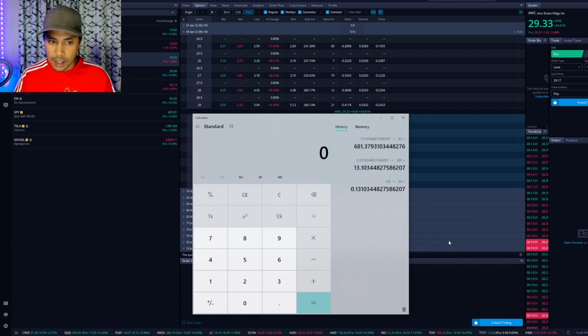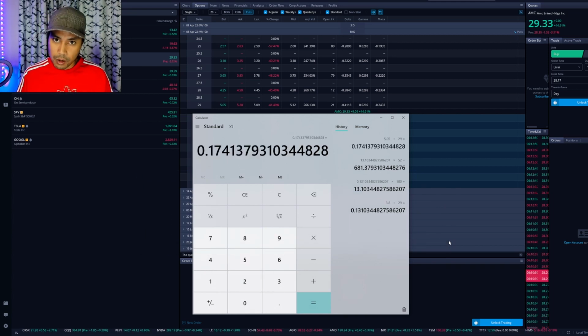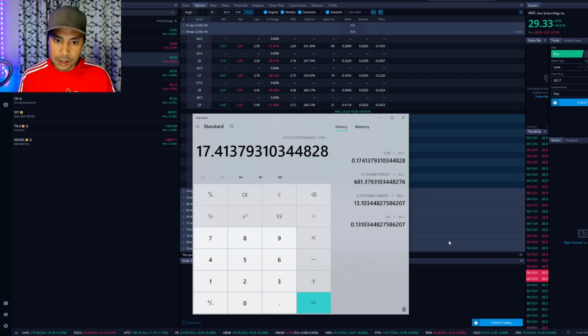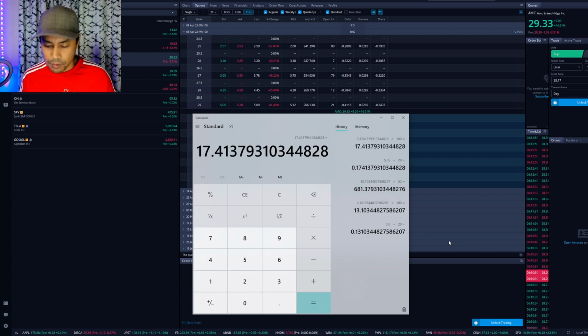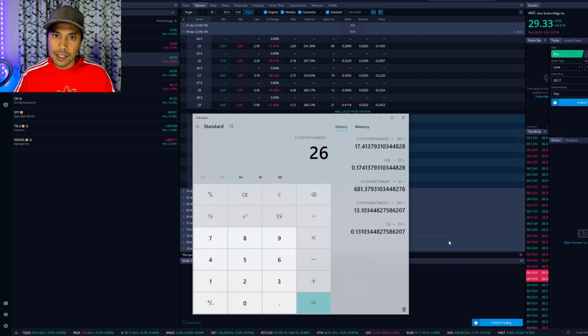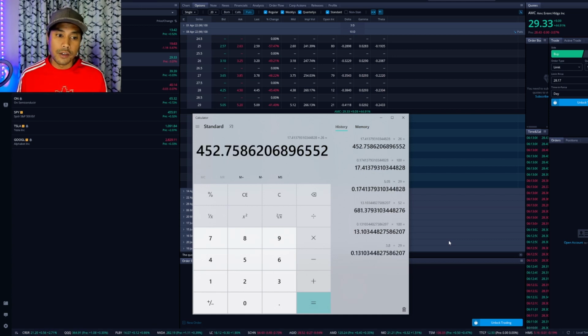So let's calculate this. This one's 5.05 divided by 29. You multiply that by 100%, so it's 17, and you times that by 26, because it's for 2-week options, and obviously 52 weeks divided by 2 is 26. So this one again is still very high at 452.8%. So if you do these options and you're playing in these very risky stocks, this is why the risk is very high, but also the reward is very high.